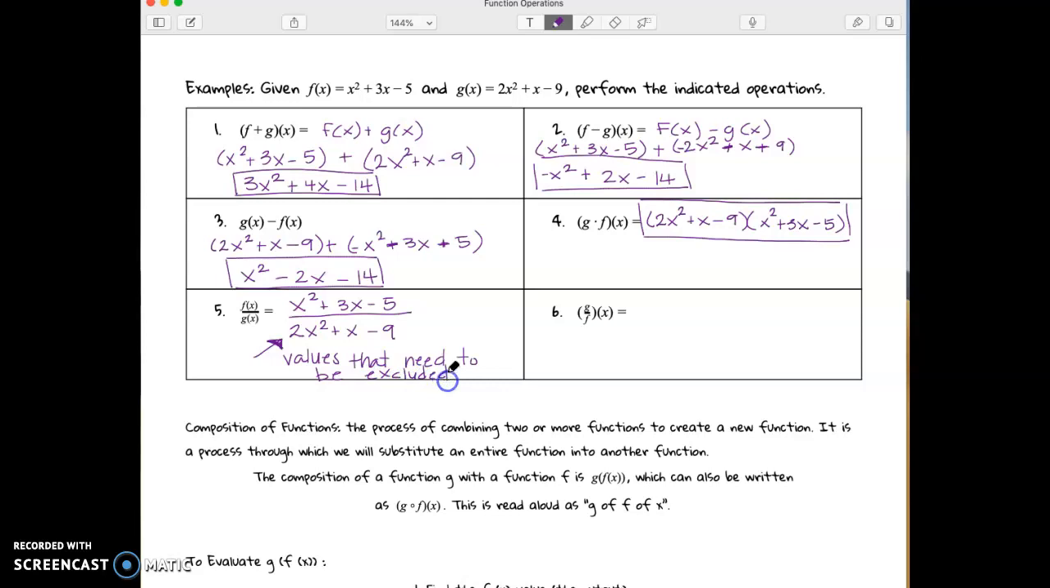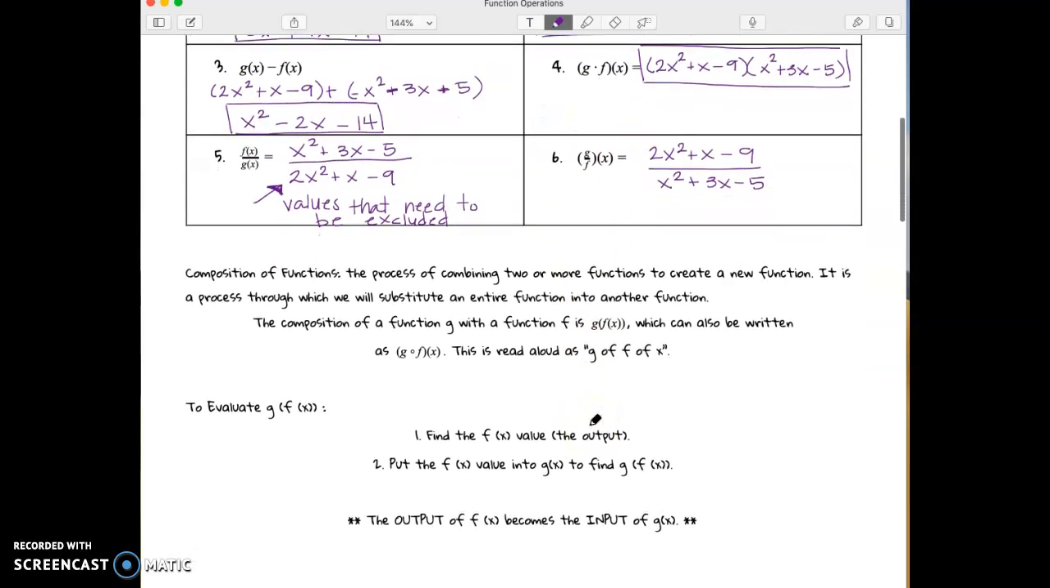For right now, I just would like for you to be comfortable with this notation and know what it's asking you to do. So for number 6, g is going to be in the numerator, so we're really just creating the reciprocal of number 5 and showing that we would divide those two functions. So that's how to read and think about the notation and then go through the process of solving.